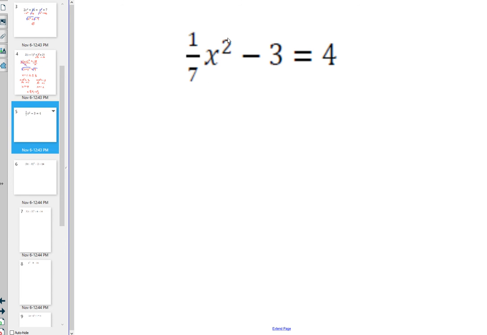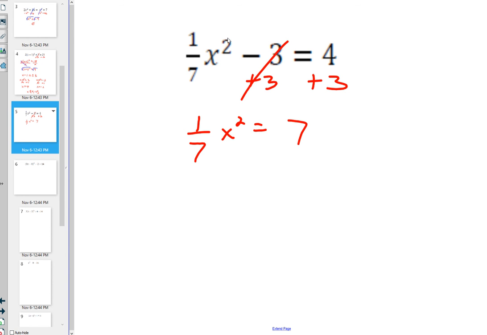What would I do first? The quicker you answer, the quicker I finish. Generally speaking, I would like to isolate the variable, but specifically what should be the first step that gets me towards that? Okay, how am I going to get rid of the negative 3? What's the opposite of minus 3? There we go, plus 3 sounds good. Plus 3 on both sides. So 1 over 7 x squared is equal to 7.